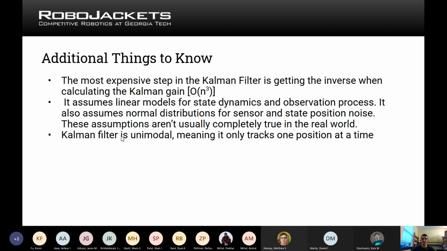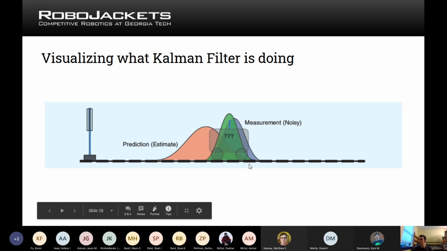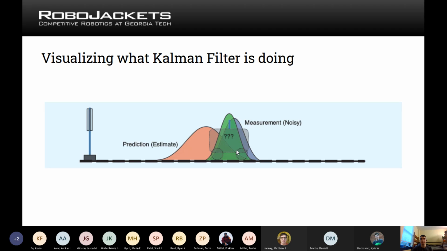The Kalman filter also is unimodal, which means that it can only track one position at a time. If you go back to here, you can see that it has an estimate. Essentially, what you're getting at the end is this green bell curve. But say you enter a room and you know that your map has two identical rooms that look exactly the same. For a while, you wouldn't be able to figure out which room you are in because all the sensor measurements you're getting will be exactly the same for both rooms.